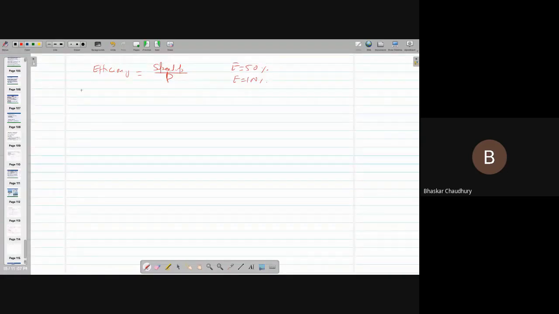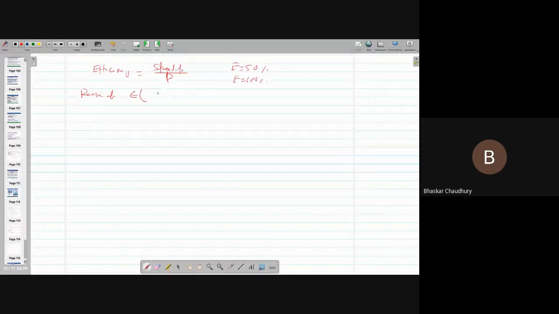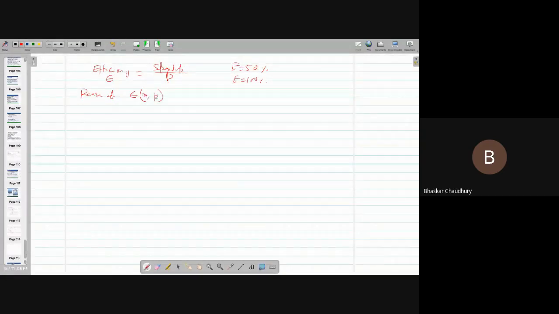Now, what we are interested in is the range of efficiency. And again, efficiency will be a function of what? Only problem size or both? Problem size as well as number of processors. Let's denote efficiency by epsilon. So this should be a function of both problem size as well as number of processors. All of you agree? Yes, sir.